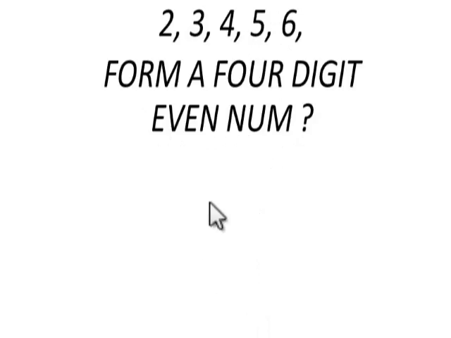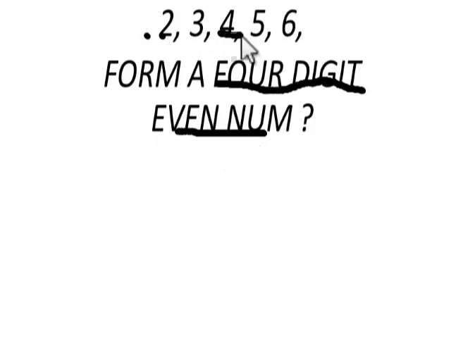So now let's go to question number 2. We have numbers 2, 3, 4, 5 and 6, and you're asked to form a 4-digit number, but the number should be an even number. So the first clue of this question is the even number part, and the second precautionary step is the 4-digit number. Remember there should be 4 digits. And so what's an even number? Even numbers are 2, 4 and 6. So now let's look at how we do this question.